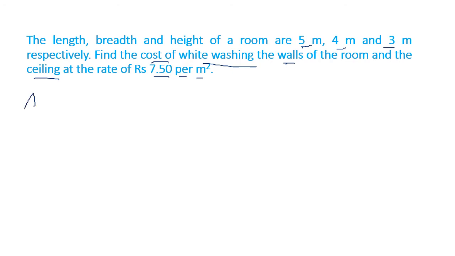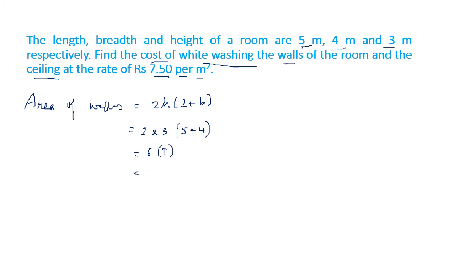So what we'll do, we'll find the area of the walls. What is the formula for the area of walls? 2H into L plus B, that is the lateral surface area. So 2, the height is 3, length is 5, breadth is 4. So 2 threes are 6, 5 plus 4 is 9. So 54 meter square is the area of the walls. Area of ceiling is just length into breadth, that is 5 into 4 is 20 meter square.